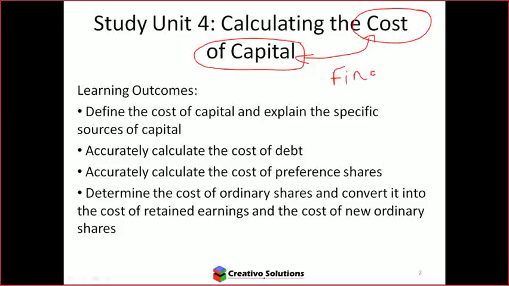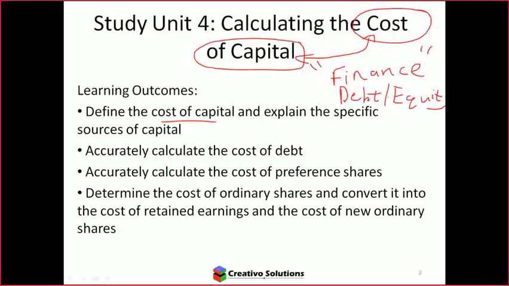Exactly. Okay, so finance is the focus. Where are you going to raise it? And we know from our previous module, FIN3601, how can you raise capital? Through loans? Selling shares. Yes, okay, debt or equity, good. So in this section, we're going to be focusing on the costs.